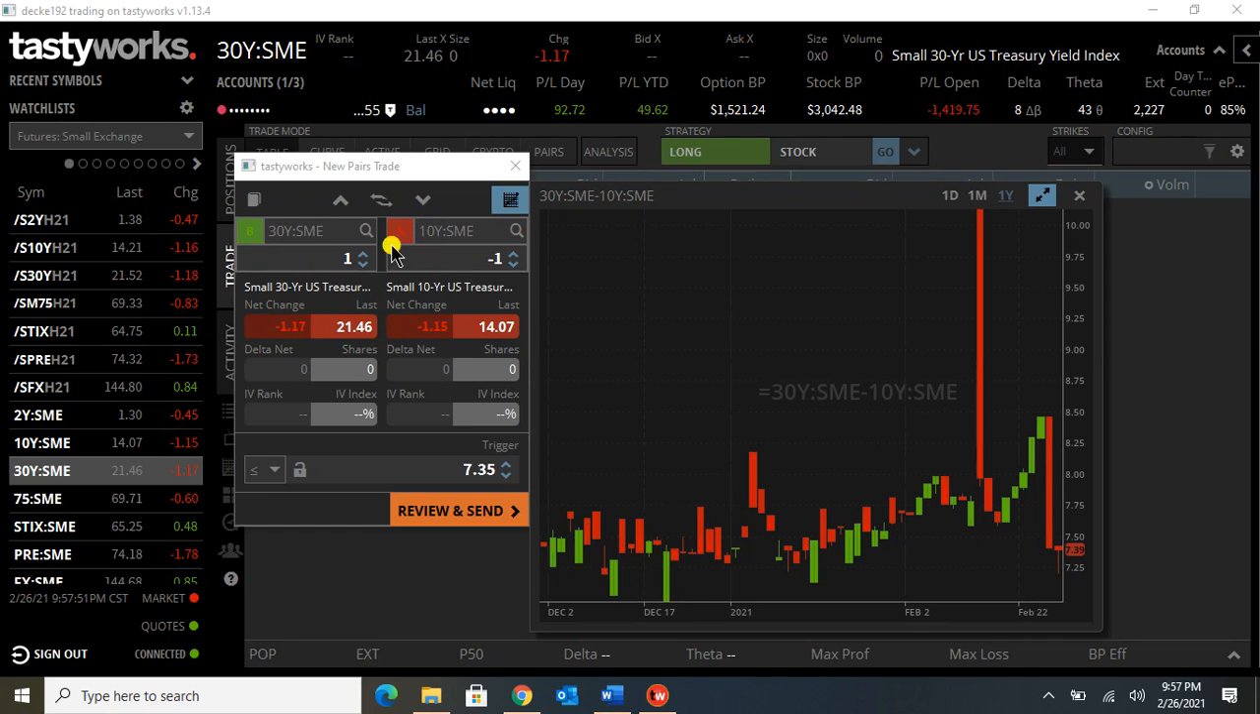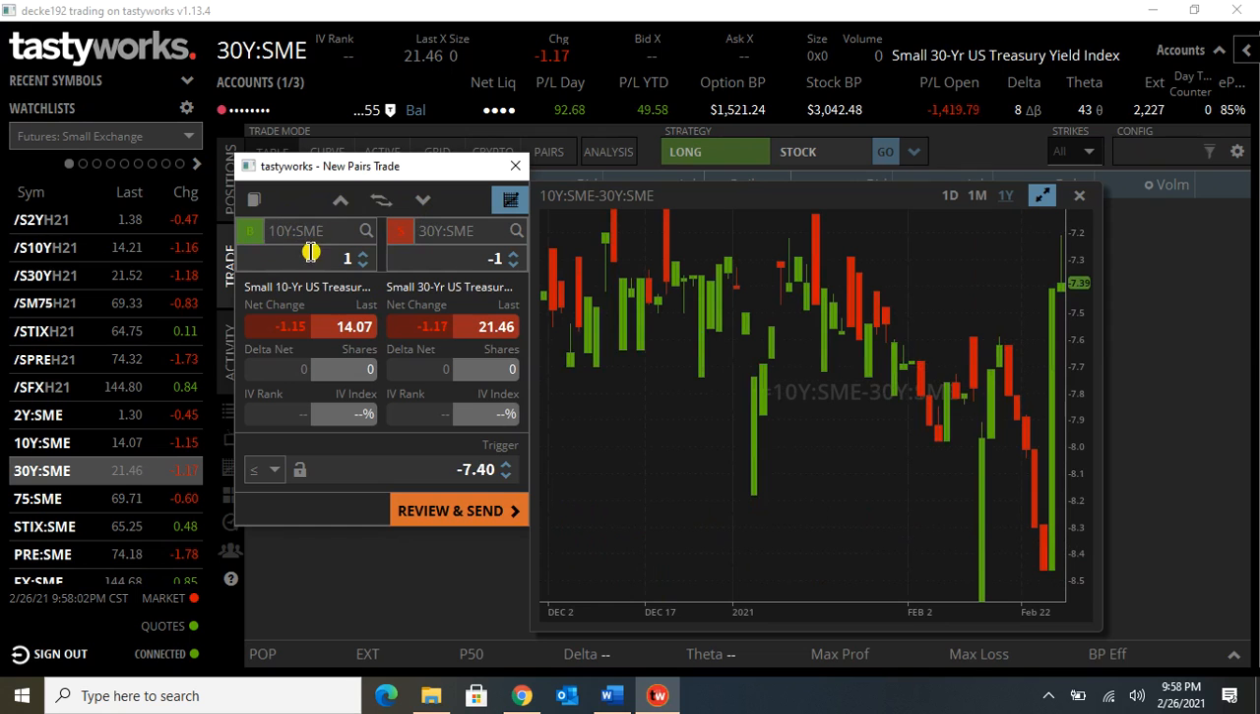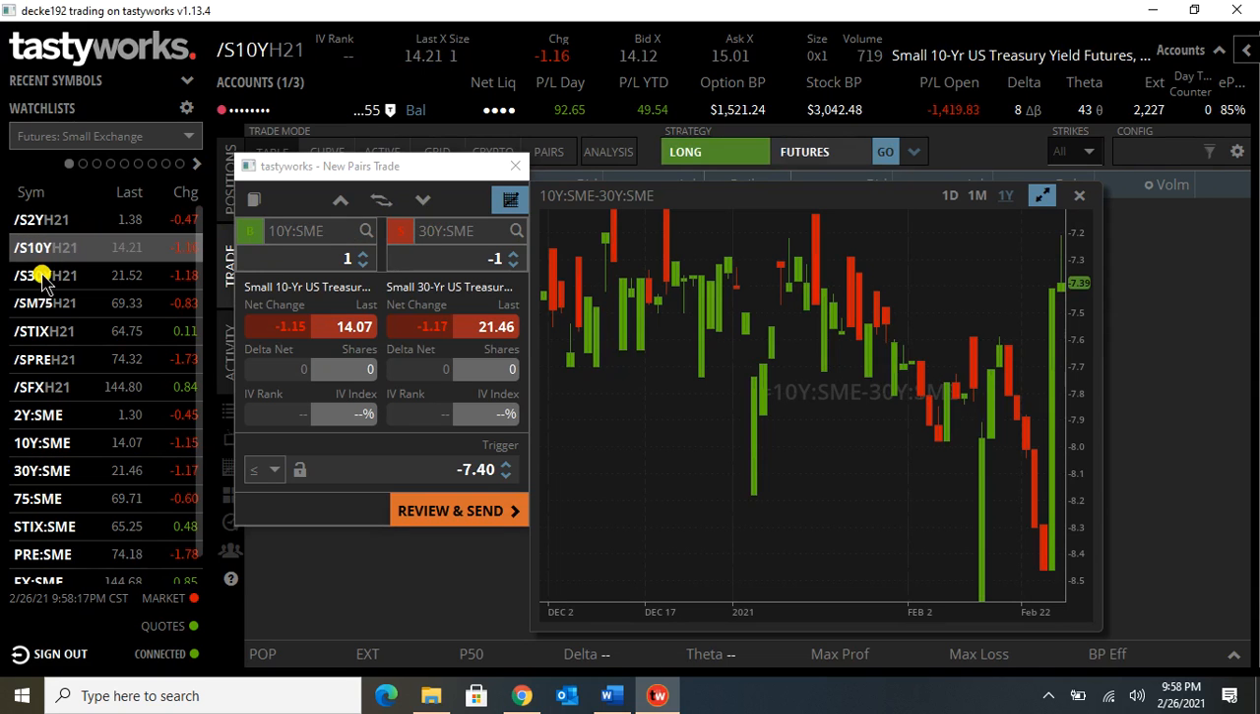If the rates got to an extreme where the 30Y was way higher than the 10Y, then I would do the opposite, where I would buy the 10Y and sell the 30Y. So that's the NOB spread basics. It sounds a lot more complicated than it really is, and actually using these S10Y and S30Y products makes it a lot simpler compared to ZB and ZN.